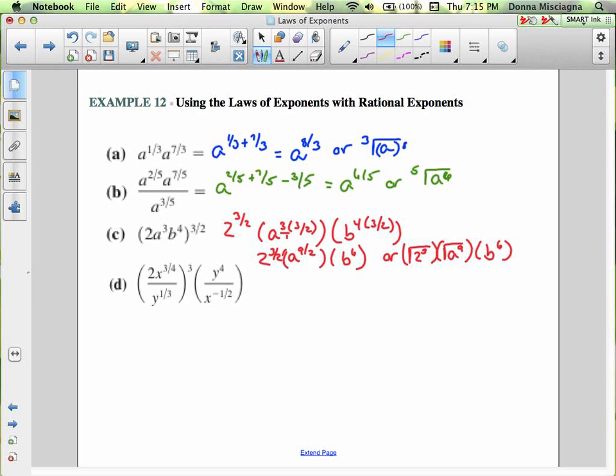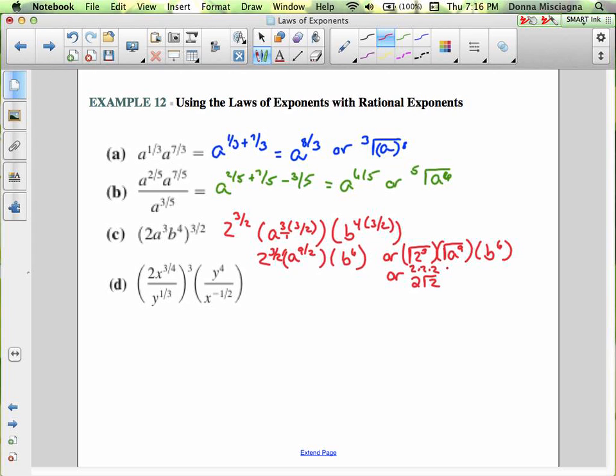Just to practice simplifying one of them, I've got 3 factors of 2. This is 2 times 2 times 2. I need 2 factors. Remember simplifying radicals in geometry. 1, 2 comes out, 1, 2 goes away. So I could rewrite 2 cubed as 2 square roots of 2. The same thing with a to the 9th.